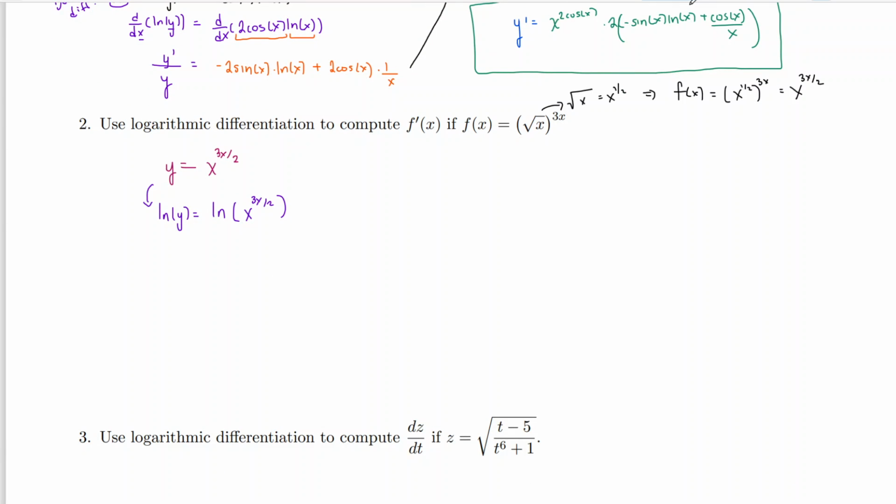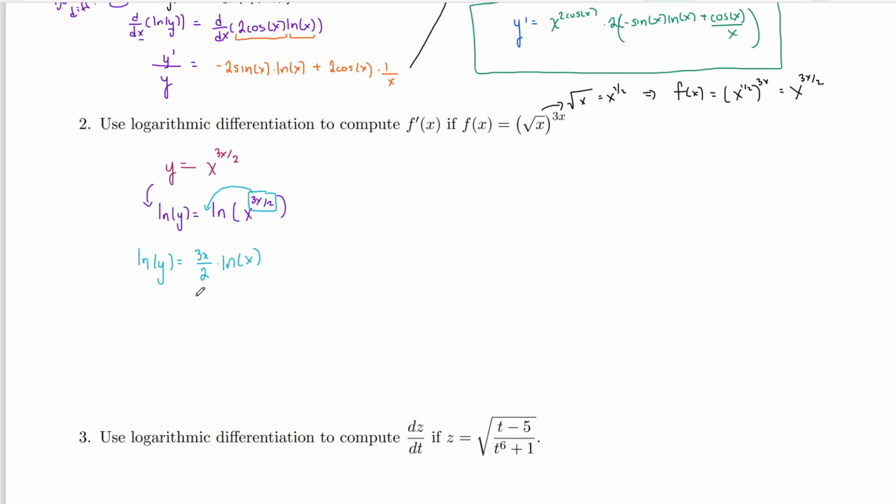And here, it's pretty much the same setup, even though the previous one had a trig function in it and this one's just an exponent with x in it. The idea is always going to be the same when you have something like this. Bring the exponent out front. We get the natural log of y equals 3x over 2 times the natural log of x.